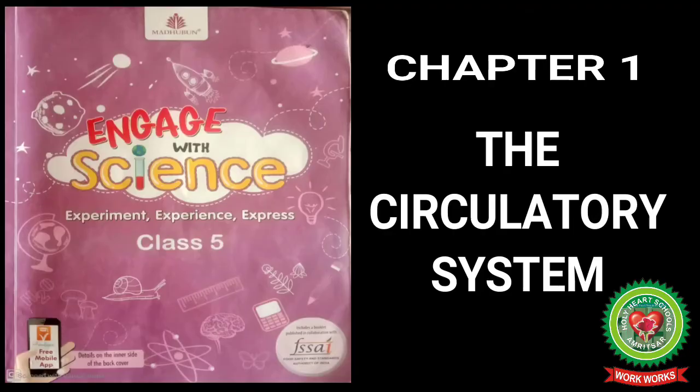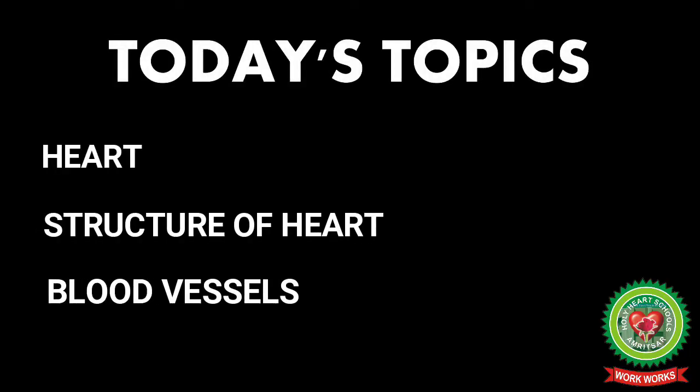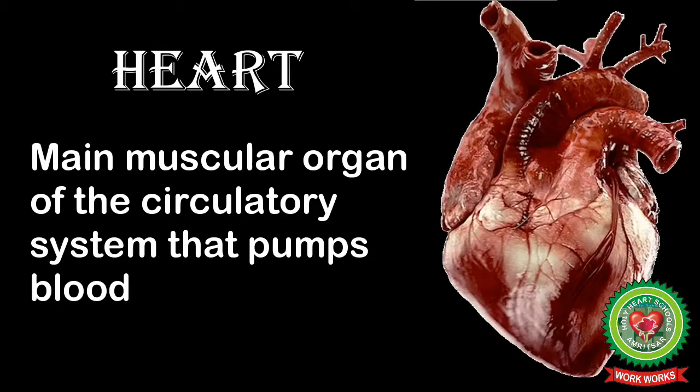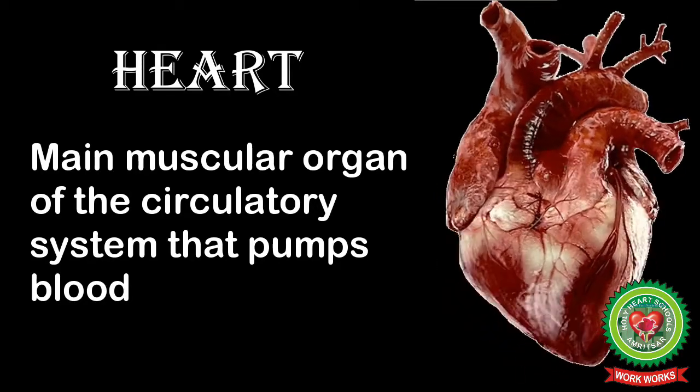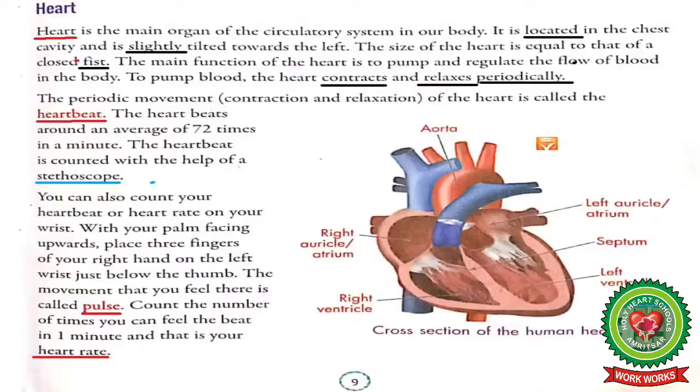Today my topic is heart, structure of heart and blood vessels. So kindly open your book at page 9. Heart. Heart is the main muscular organ of the circulatory system that pumps blood. It is located in the chest cavity and is slightly tilted towards the left.